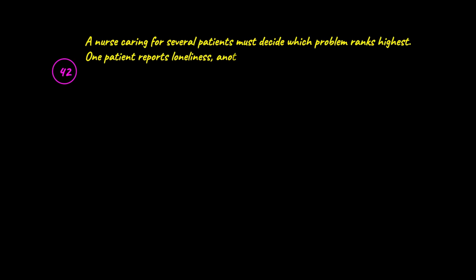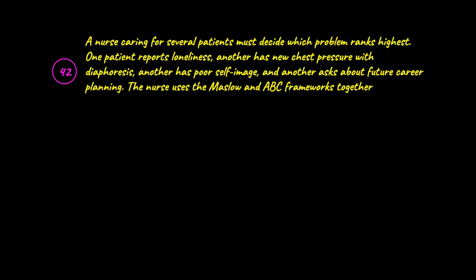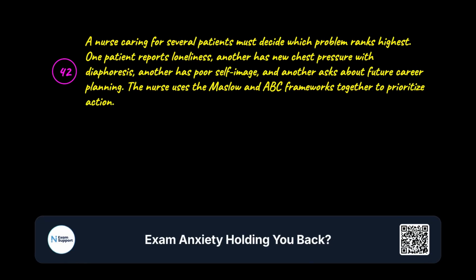Question 42. A nurse caring for several patients must decide which problem ranks highest. One patient reports loneliness, another has new chest pressure with diaphoresis, another has poor self-image, and another asks about future career planning. The nurse uses the Maslow and ABC frameworks together to prioritize action.